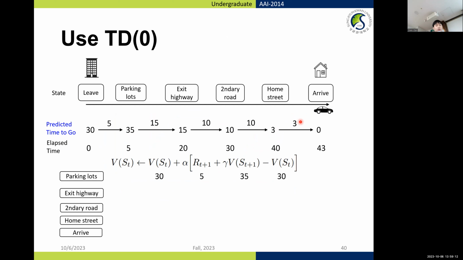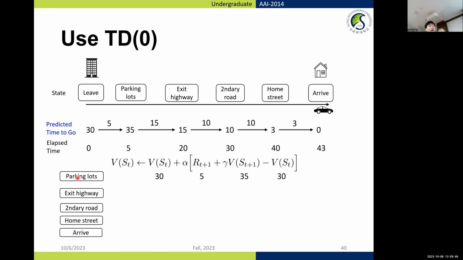So for example, here let's calculate how we can update our estimate based on the TD0. Now we want to update this predicted time to go. Roughly we predict 30, 35, 15, 10, 3, 0. But our prediction is a little bit far from the actual time span. So we use the equation in the TD method. We use the next state to update the current state.